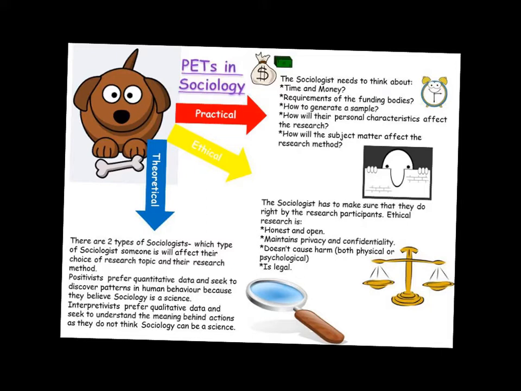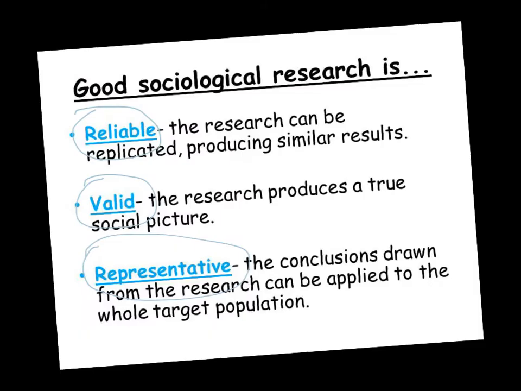Last time we looked at pets in sociology, which were the practical, ethical and theoretical issues which affect sociological research. We also looked at what makes good sociological research and saw that it was valid, reliable and representative. Reliable means that it is replicated, producing similar results. Valid means that it reflects a true social picture, and representative means that what you can learn from that group you can say to be true of the whole target population.